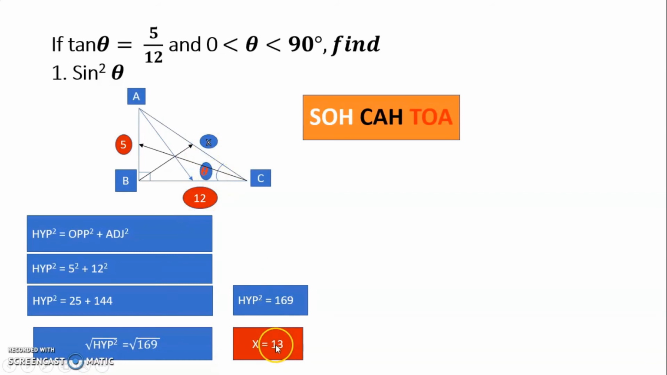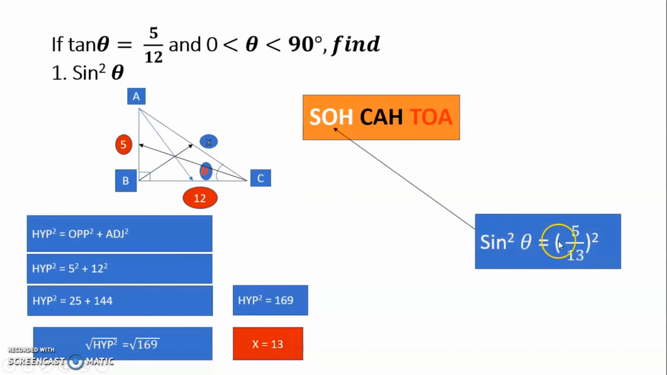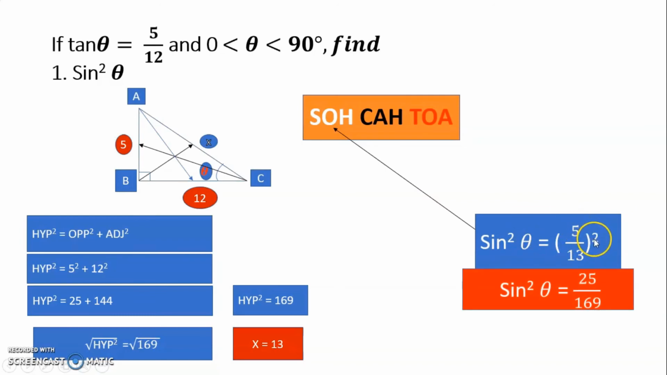We have found our x to be 13, so we substitute. So it becomes 5 over 13. Because of this square here, we are going to square this. So 5 squared is 25, 13 squared is 169. So sine squared theta is equal to 25 over 169.